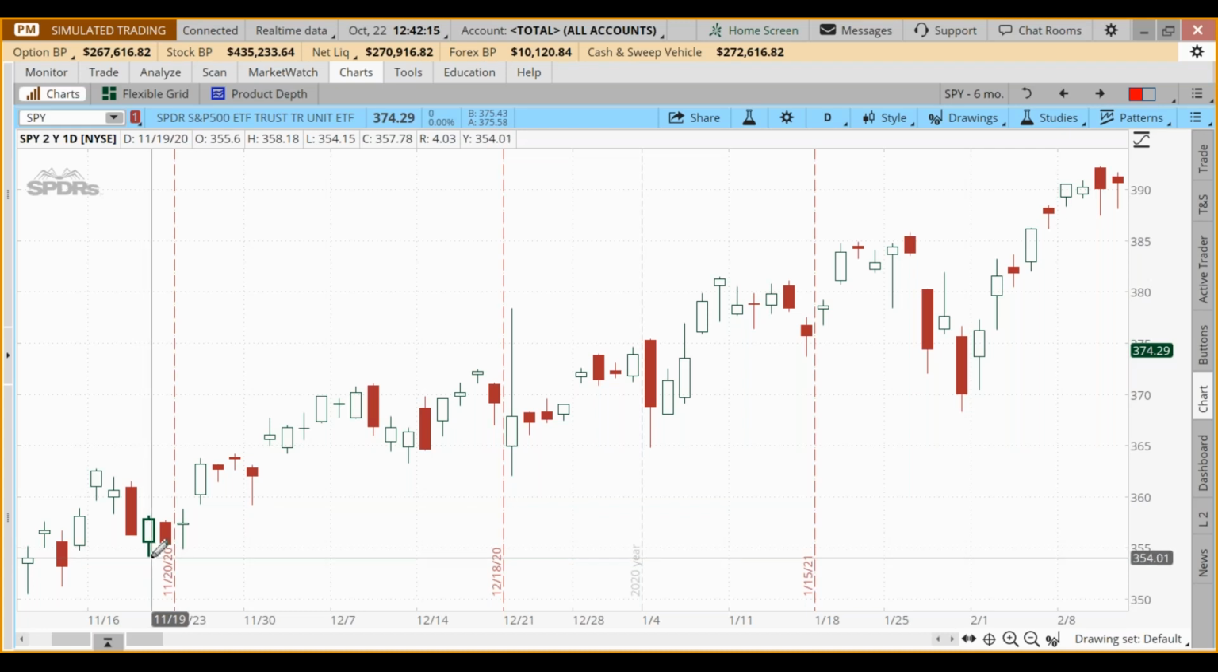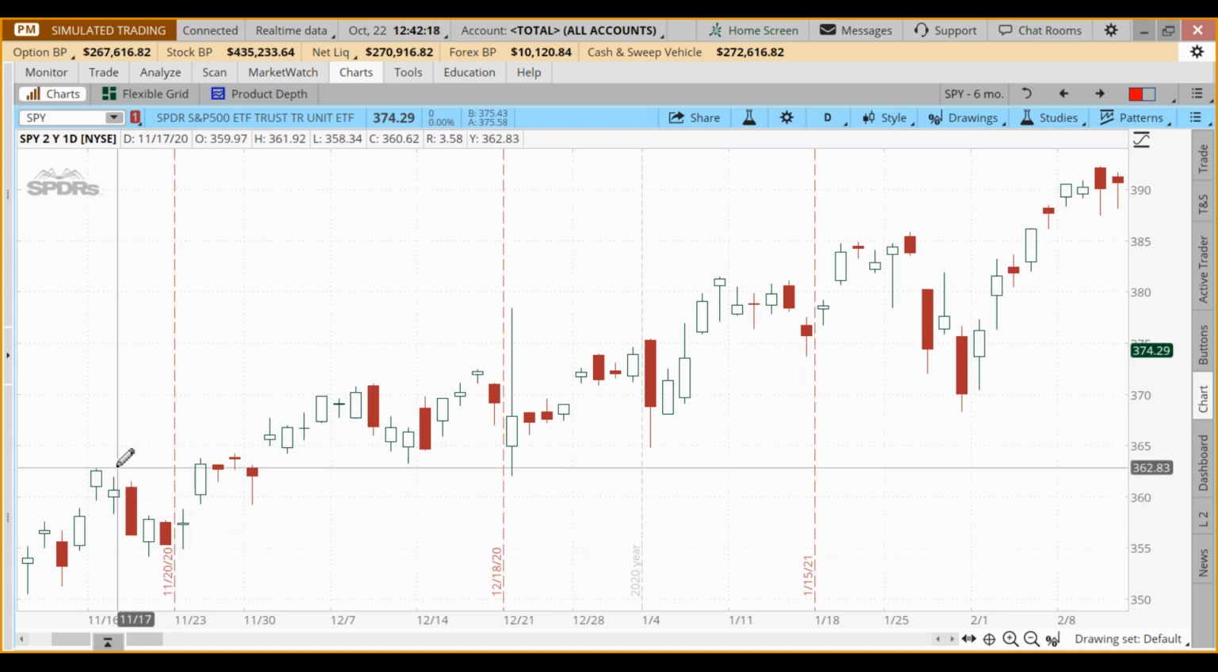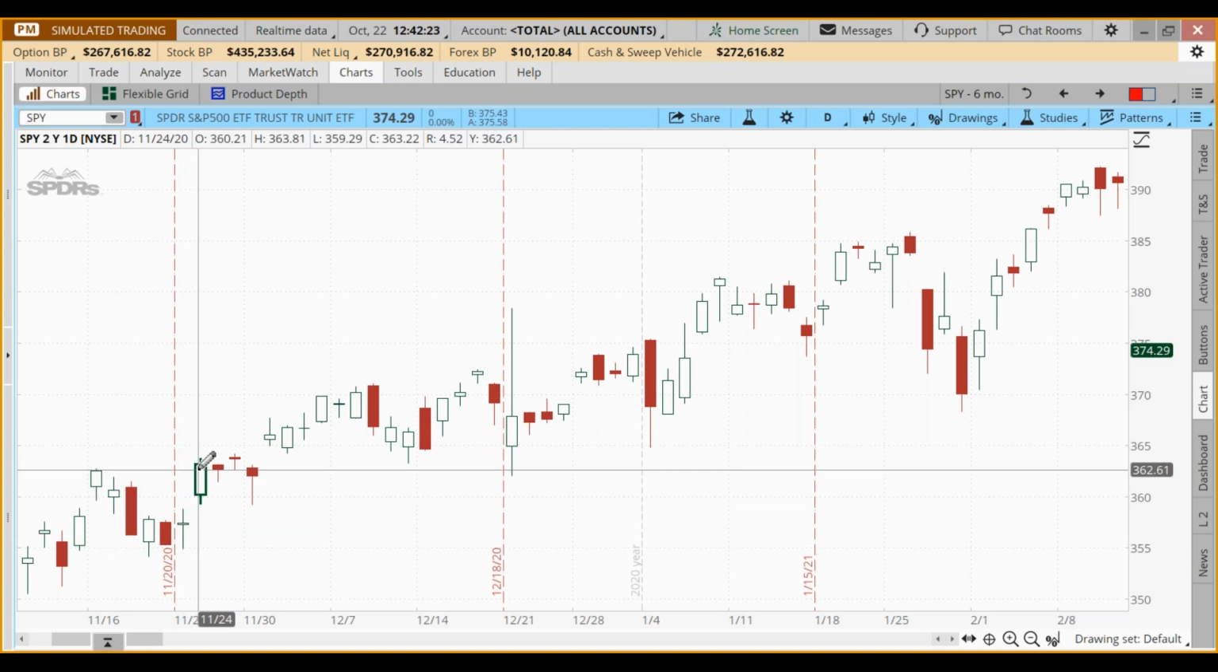Now what am I looking for? Once I have this and it starts moving back up, I'm waiting for a B prime. Bam, there it is, right there. There's the B prime. That's my enter. That's when I enter. Okay, so now we're in an uptrend.